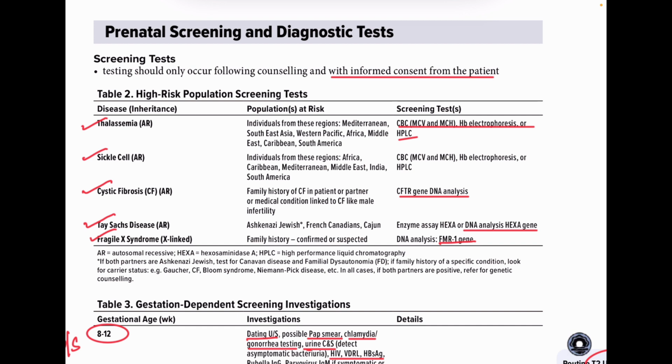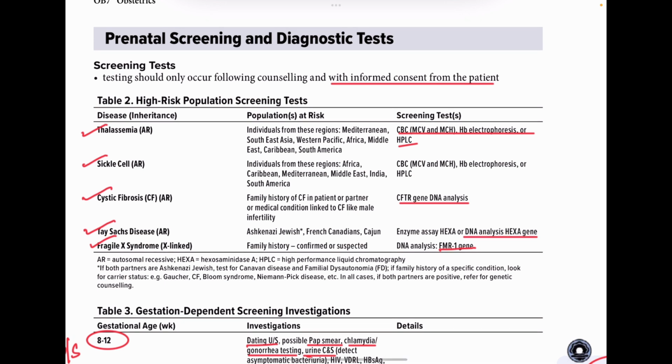So we do have some screening tests in front of them written too. You can just have a quick look. In thalassemia, we're gonna go for CBC, hemoglobin electrophoresis, or high performance liquid chromatography. Similar for sickle cells. For cystic fibrosis, we're gonna go for CFTR gene DNA analysis. And in Tay Sachs disease, we're gonna go for DNA analysis of the HEXA gene. So cystic fibrosis has the CFTR gene.